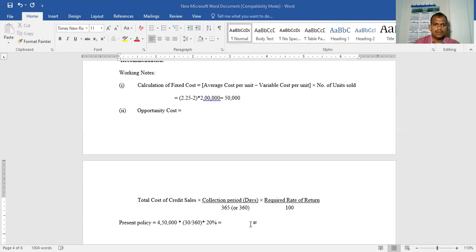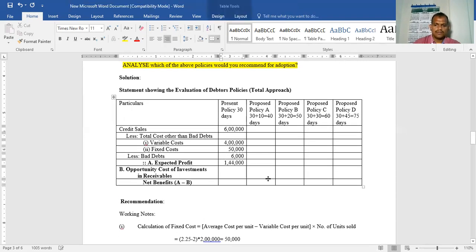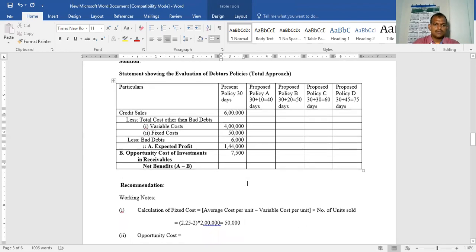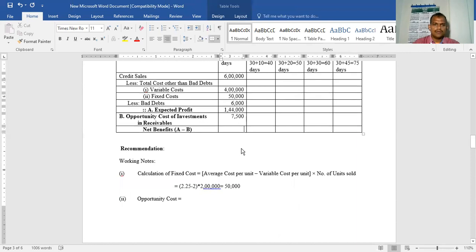So how much will it be? It comes around 7,500. So 1,44,000 minus 7,500 is 1,36,500.